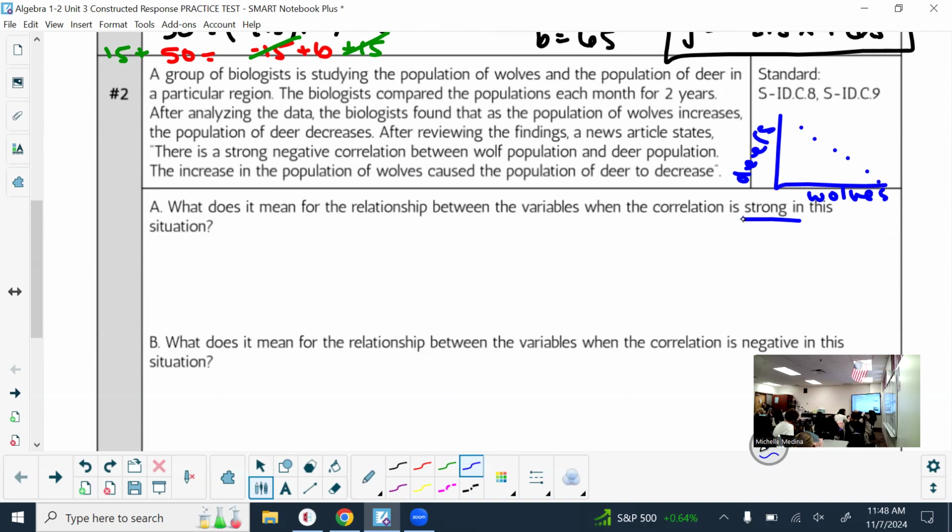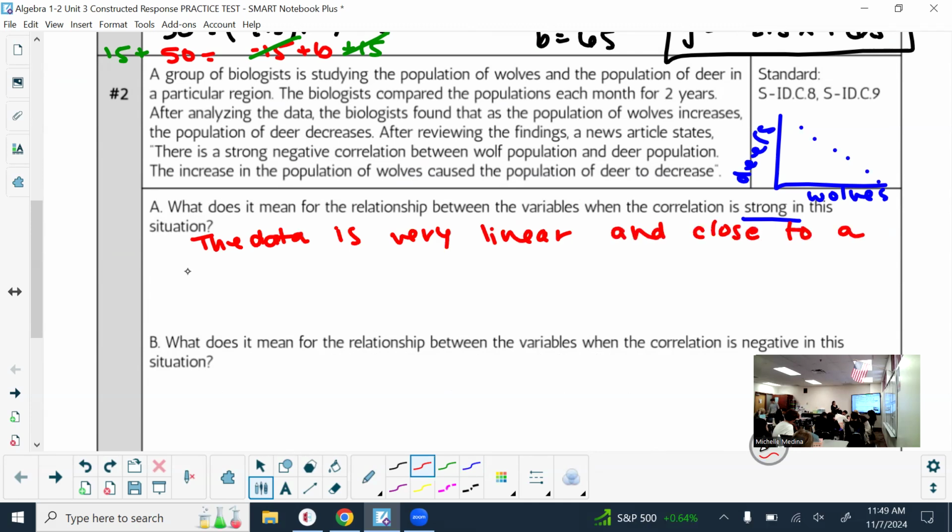If there was a line of fit drawn on there, it'd be really close to it. So it looks more linear. So you could say that, what does it mean for the relationship between the variables when the correlation is strong in this situation? You could say the data is very linear, something to that effect, if it's strong, and close to a line of fit. Honestly, that alone might be enough. But really, when it is strong, the data is very predictable. So you could say that too.